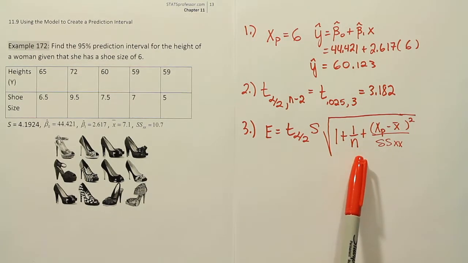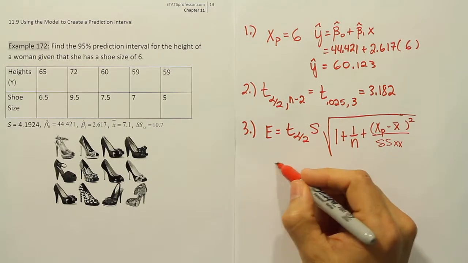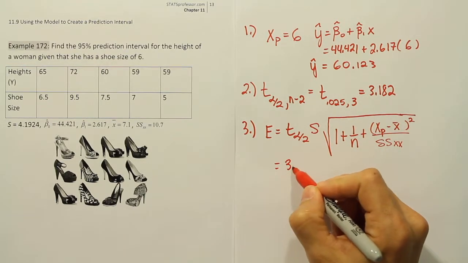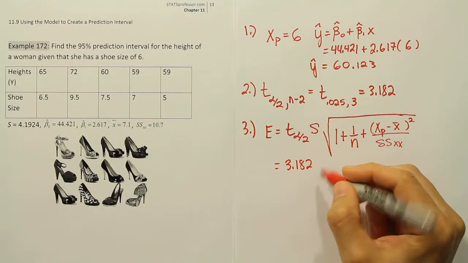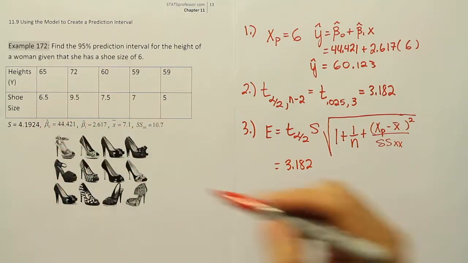And that should make sense because we're trying to predict the height for a specific woman as opposed to the average height, and that's a harder thing to do. Alright, let's enter the numbers in. We have everything we need for this. T alpha divided by 2 is 3.182. The S is given to us in the problem as 4.19.